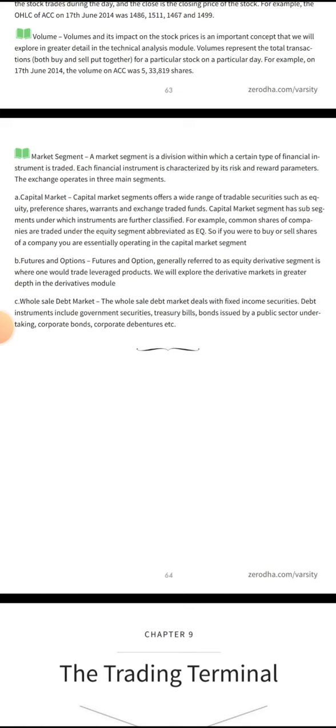2. Futures and options. Futures and options, generally referred to as the equity derivative segment, is where one would trade leveraged products. We will explore the derivative markets in greater depth in the derivatives module.